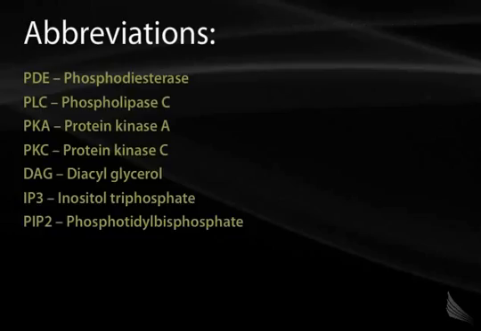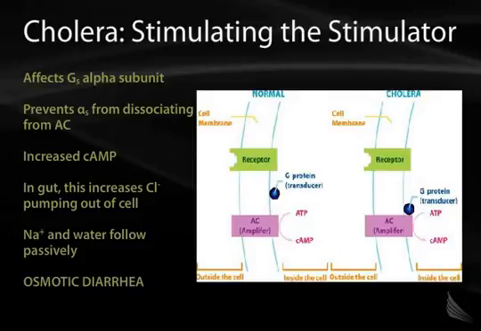Shown in the next slide are all the abbreviations shown from the previous several slides. There are several clinical conditions when G proteins become important. So one clinical condition is cholera. And as referred to here, this is a situation where you are stimulating the stimulator.